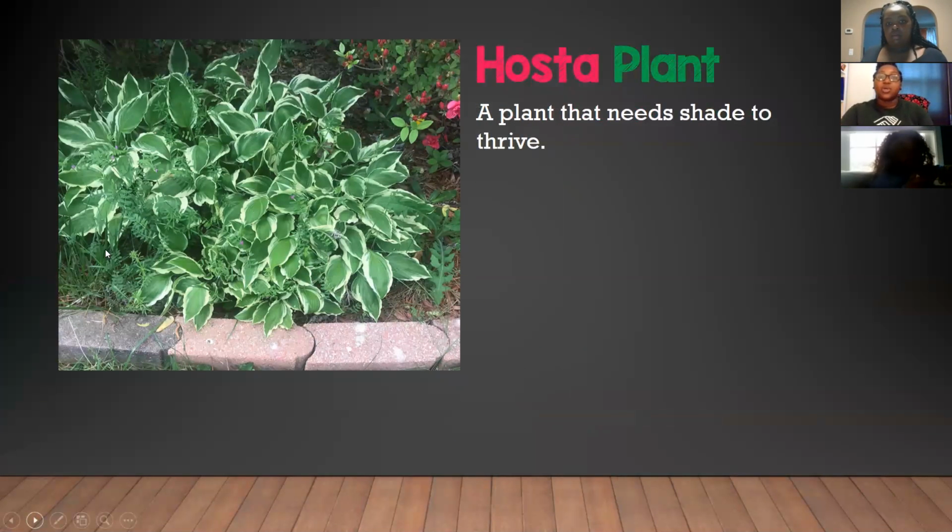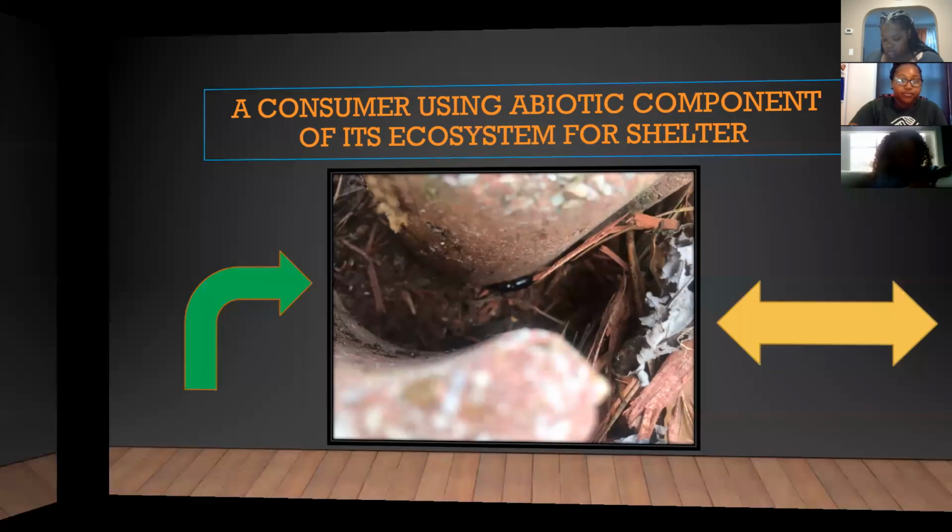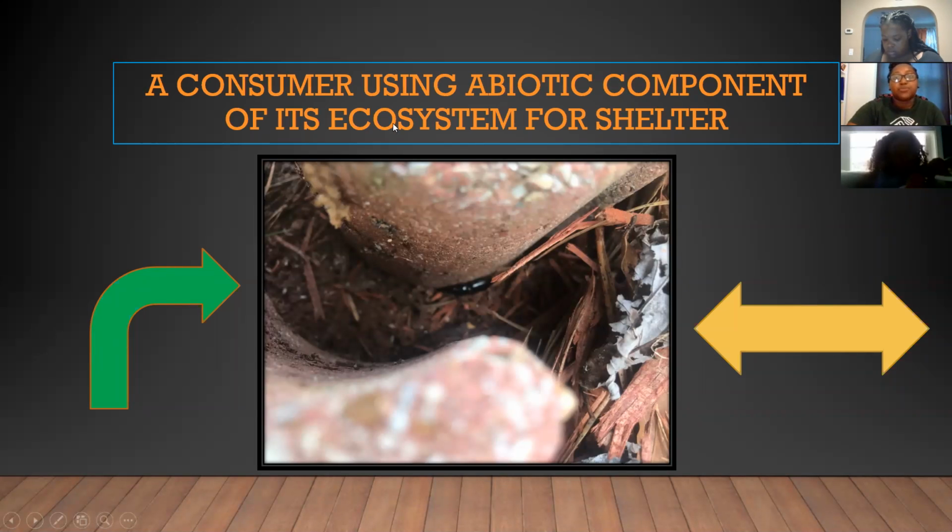A hosta plant, a plant that needs shade to thrive. This would be interacting with an abiotic part of the ecosystem because it's using the shade. It doesn't need a lot of sunlight. If it gets it, it'll start to shrivel up and burn. So it needs a lot of shaded area to thrive and survive. Okay, here's another consumer using the abiotic component of its ecosystem. It's using the stones outside. This is actually my front yard. The consumer is in between the stones using them for shelter.